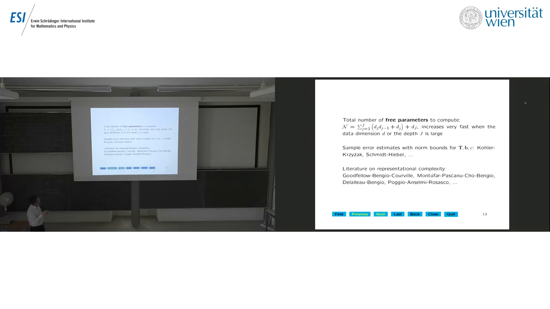As I said, the total number of free parameters in fully connected neural networks is, for the connection matrices, d_j by d_{j-1}, and then bias vectors d_j. And then you have J layers, and the last layer's free coefficients. So a lot of parameters.